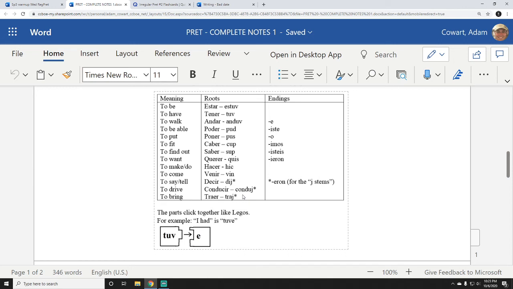Now, I want you to write 3 original sentences with these. This is not to turn in. I'm going to give you something to turn in, but this is not to turn in. Just take a moment and pick 3 verbs and make a sentence. Okay, go ahead and pause the video now.